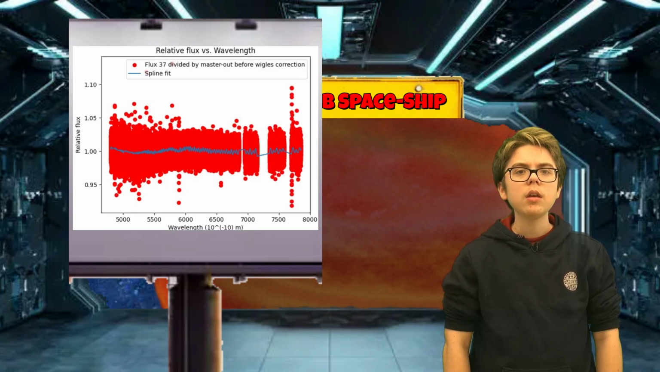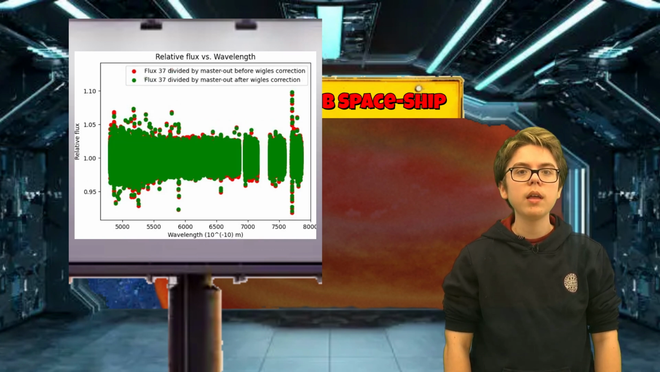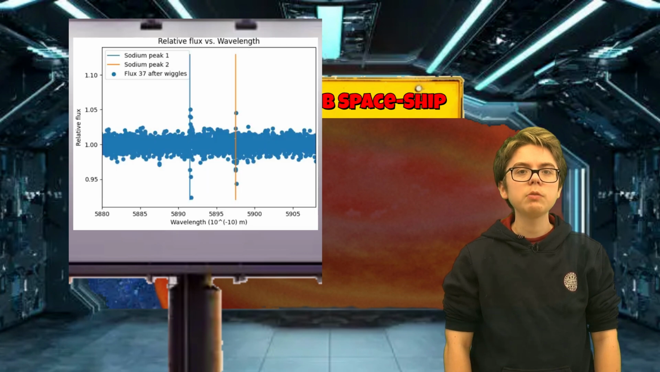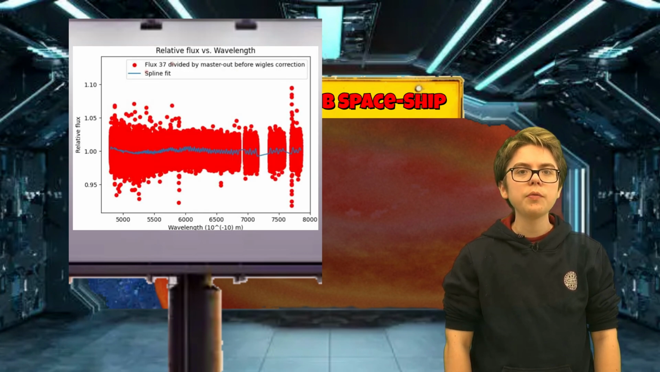Each spectrum was fitted with splines, and all the spectra were divided by that to eliminate the wiggles pattern, which are the sinusoidal waves formed after the division by the master out. Then, the wavelengths must be shifted to the planet's rest frame.